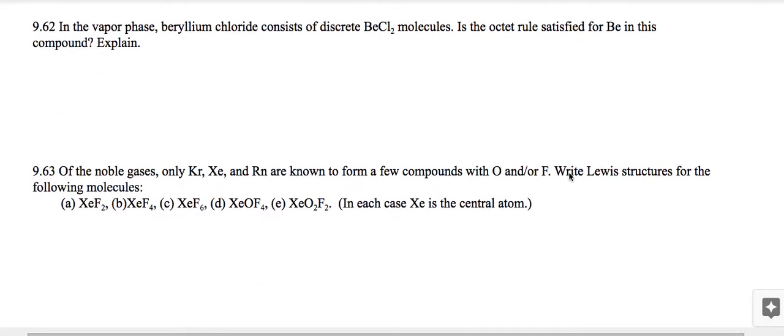And here is a perfect example. Here is beryllium dichloride, and beryllium starts out with 2 valence electrons.